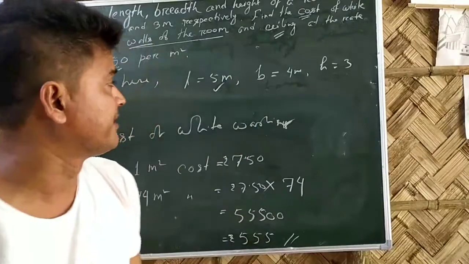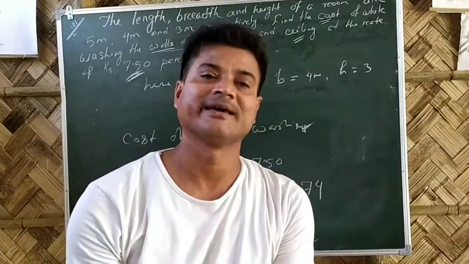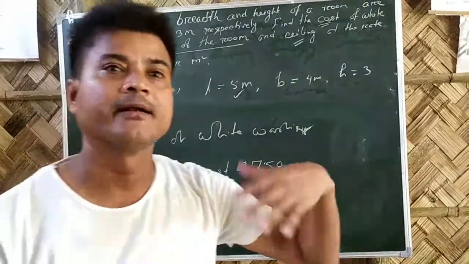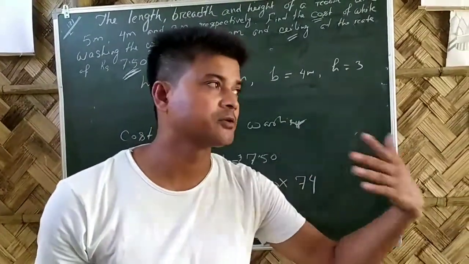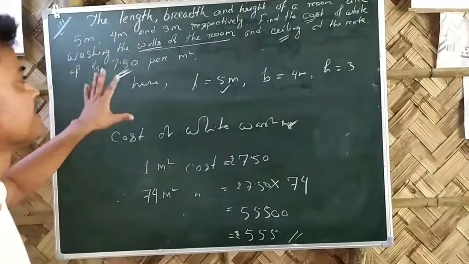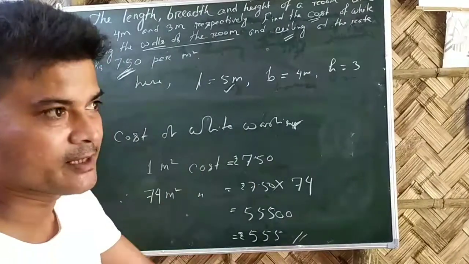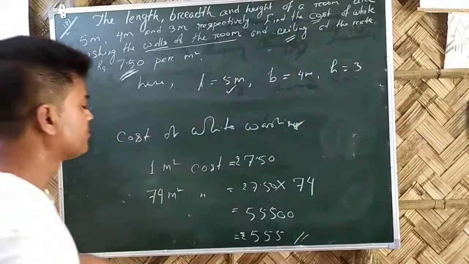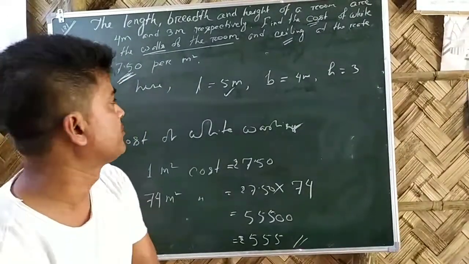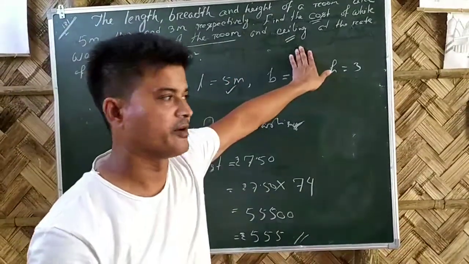I have already told that this question is not only important for class 9 students. Common people can even use these calculations for the cost of painting their house or their room, so that nobody can cheat you. That's why these problems are very important for day-to-day life also. So this is the answer. We get 555 rupees that we have to spend on the whitewashing of the four walls of the room and the ceiling. The final answer is this.